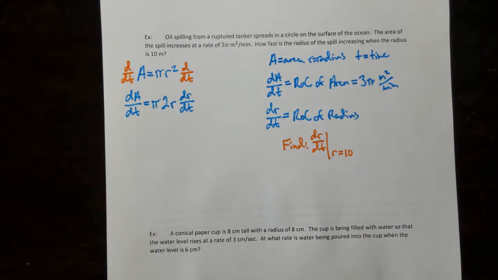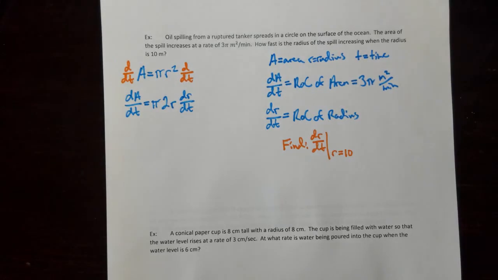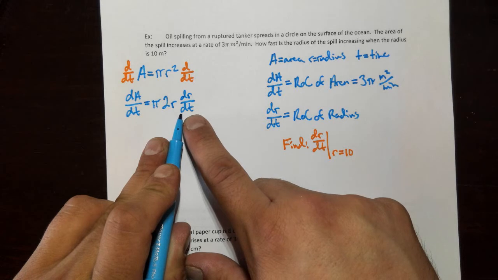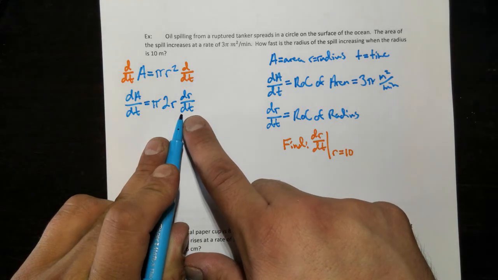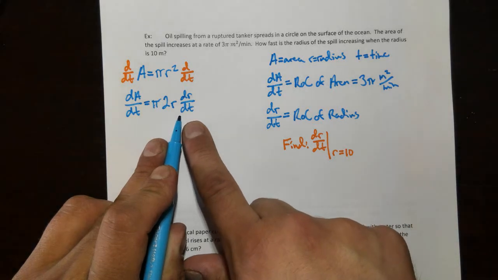So, now that we've differentiated, what are we solving for? We want to find dr dt. So let's get dr dt by itself. Or, well, we can plug in our values first if you'd like. How about we do that? Yeah, let's plug in our values.